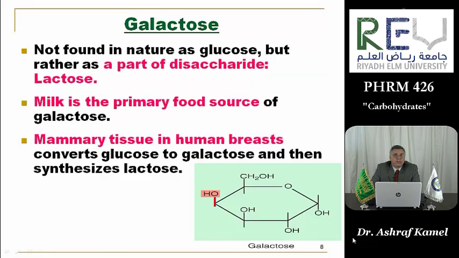Galactose is not found free in nature like glucose; rather, galactose is a part of the disaccharide lactose. Milk is the primary food source of galactose. The mammary tissue in human breasts converts glucose to galactose and then synthesizes lactose.